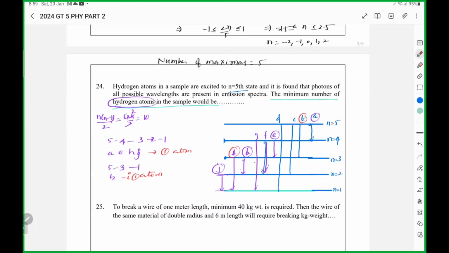Now 5 to 2, and this we have already taken for the other, 2 to 1 not possible. So 5 to 2, the transition can be done by another atom. Again, another is F, that is one atom, and another G to ground state, that is 4 to 1, another atom.